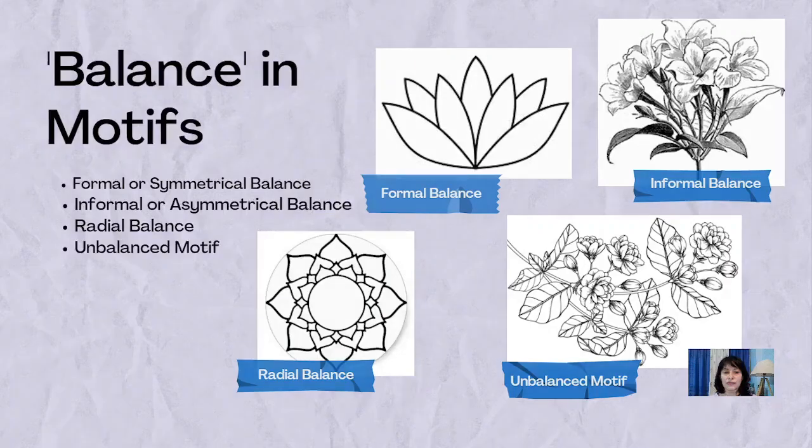Third kind of balance is a radial balance. So here you imagine a central vertical axis and a central horizontal axis, and the motif seems to be balanced both on the top and bottom and also on the left and right side of the central axis. An unbalanced motif is the one which is not balanced on top or bottom of a central axis or on the left and right side of an imaginary central axis.